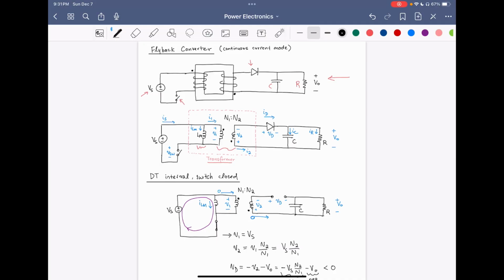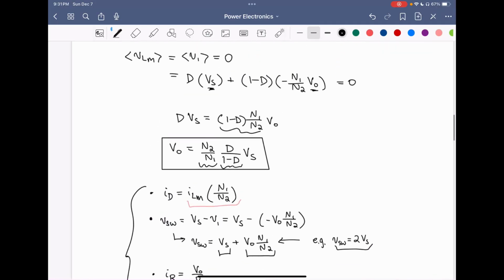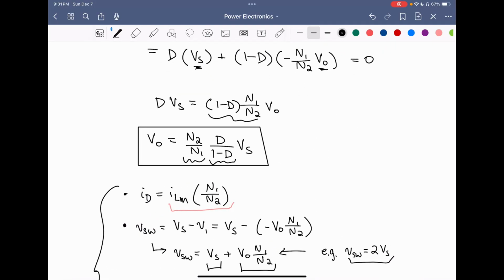Now, one thing to note is that for this flyback converter, the conversion ratio is basically that of a buck boost. So D over 1 minus D is a buck boost conversion ratio, but we additionally have this transformer turns ratio N2 over N1. And this gives us some advantages, like we can get larger step up or step down ratios compared to a buck boost.